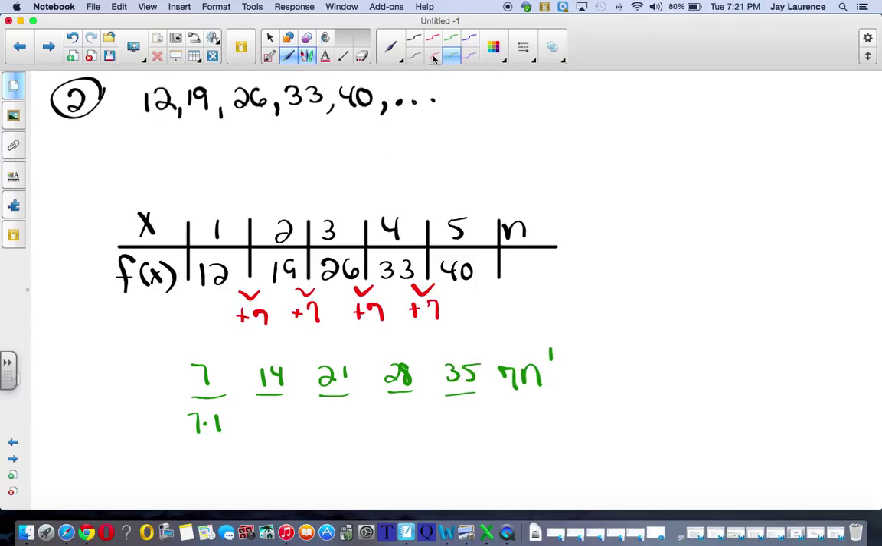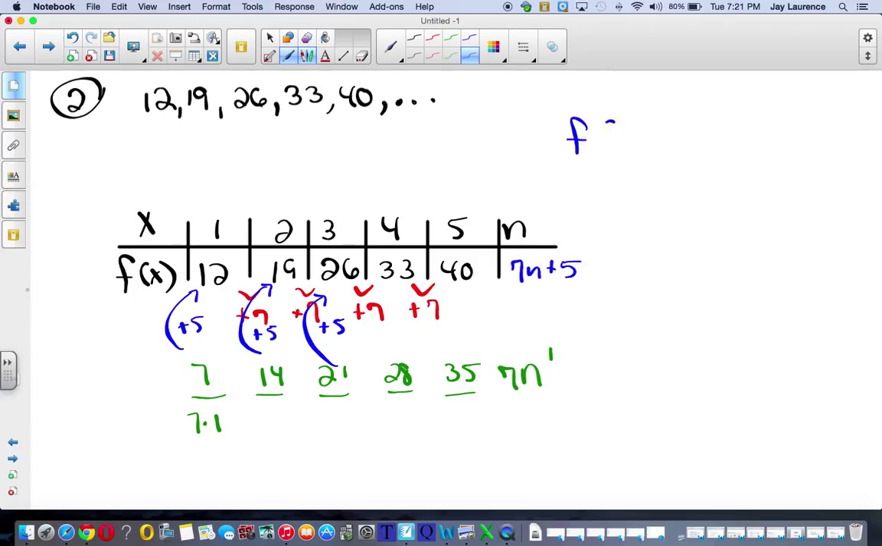All right, and now I'm going to compare up. How do I turn the green ones into the black ones? I have to take away 5. No, I have to add 5. Have to add 5. Have to add 5. Looks like I'm going to add 5 every single time. So this is 7n plus 5.